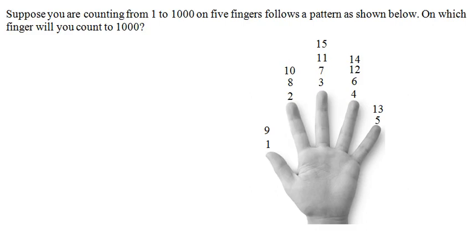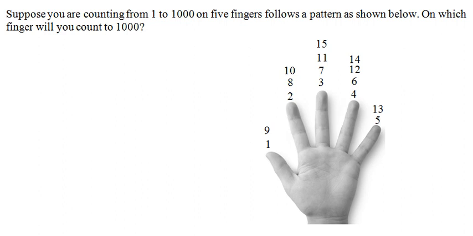Suppose you are counting from 1 to 1000 on 5 fingers, following a pattern as shown below. On which finger will you count to 1000? Now here, suppose these are the 5 fingers, and the way you are counting is 1, 2, 3, 4, 5, 6, 7, 8, 9, 10, 11, 12, 13, 14, 15, and so on.